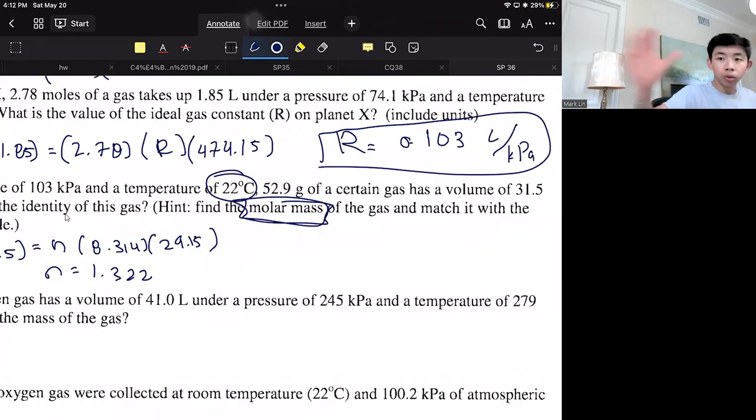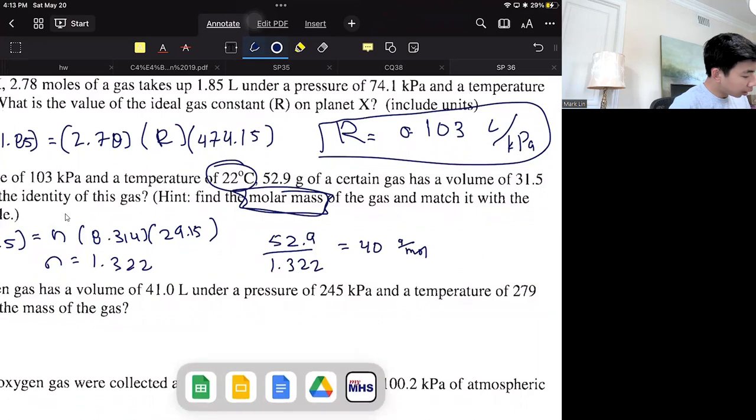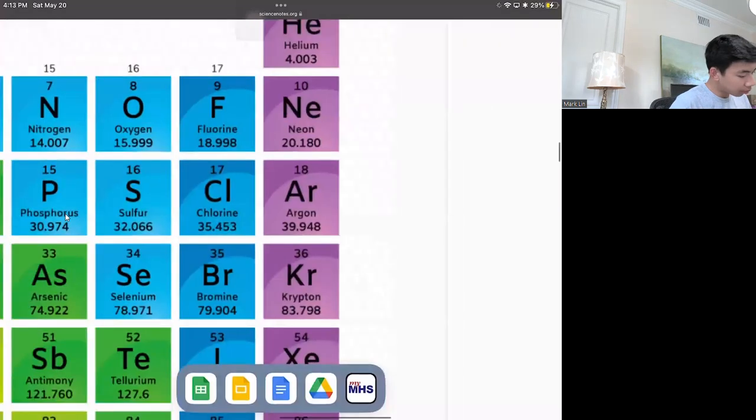So this is going to be moles, right? And so to find the molar mass, you put grams over moles. 2.9 grams over the moles. You're gonna get 40. That's gonna be grams per mole. And then you pull up a periodic table, and 40 is going to be argon.